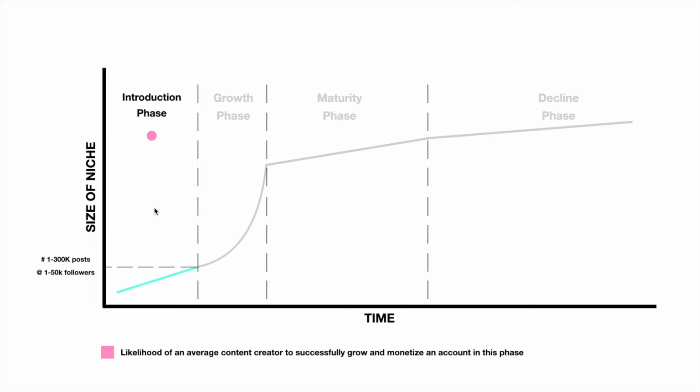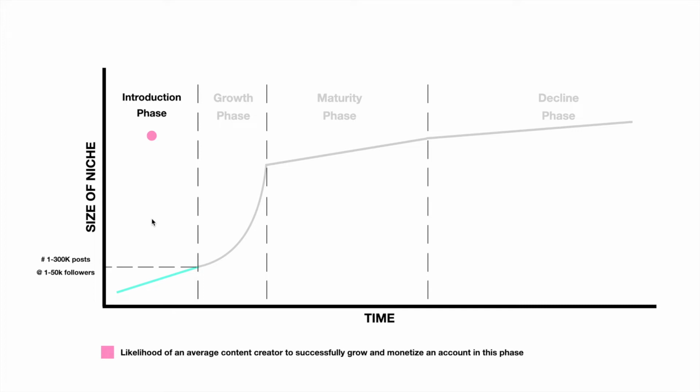The way you measure if a niche is in an introductory phase is that generally the main hashtag of that niche has between 1,000 and 300,000 posts in it, and the most popular account has between 1,000 and around 50,000 followers. The key to growing an account in an introductory phase niche is simply being in the niche, and also it being a niche that's likely to grow in the future. Those are pretty hard to find. But if you are in an introductory phase niche, what you need to do to grow, if you're not growing yet, is to simply improve your content quality and be more active within the community.